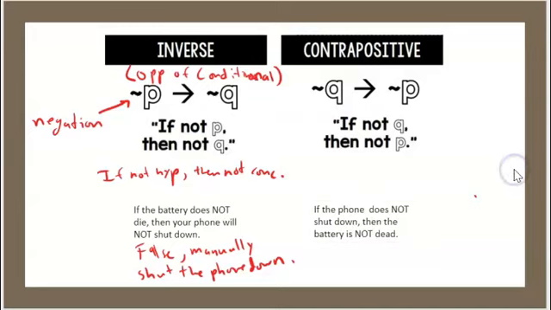So again, let's read that one more time. If the phone does not shut down, then the battery is not dead. If the phone stays on, then the battery is not dead. And that's absolutely true. So we can put this as a truth value, which is true. Unless you can find a counterexample to disprove that, this is going to be a true statement. So you're thinking of counterexamples that go with it.